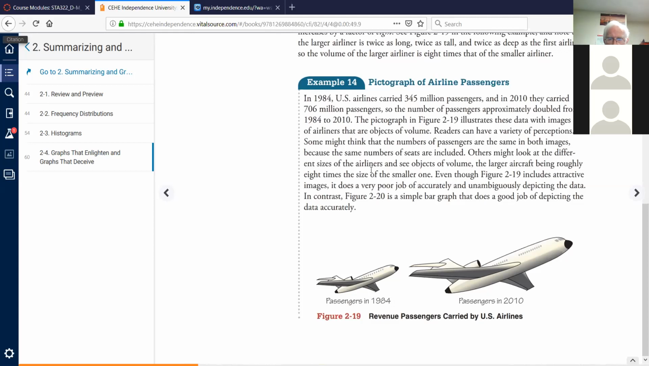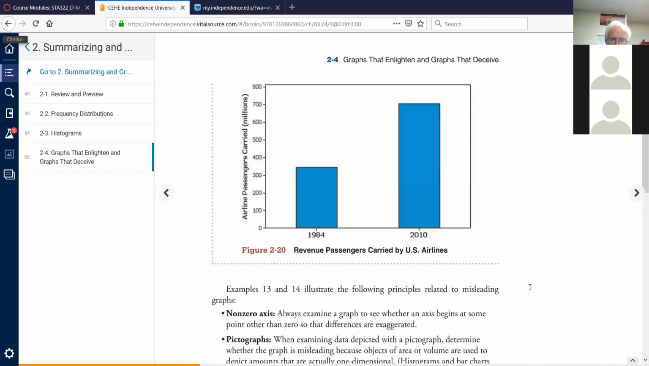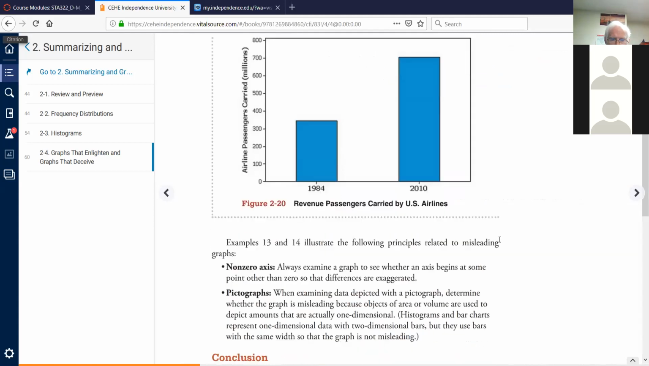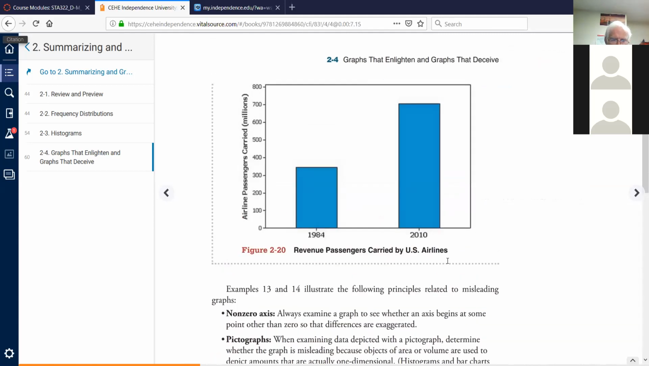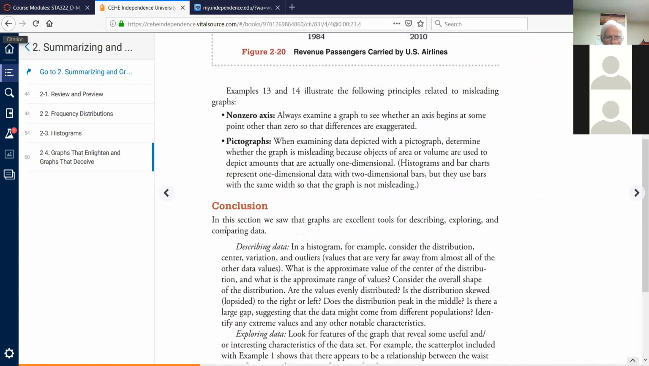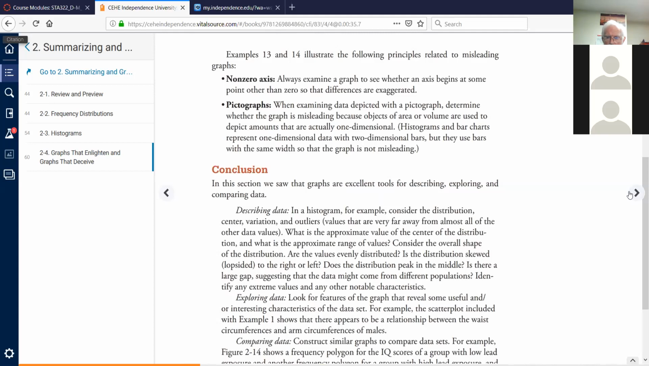In fact, if you look at the volume here, this plane on the right is about 8 times the size of the plane on the left. So it's very misleading. Pictographs are awful. If we look at a different way of looking at it with a bar graph, then we see that this clearly is only about twice as large. So we want to be careful with how we present our data.